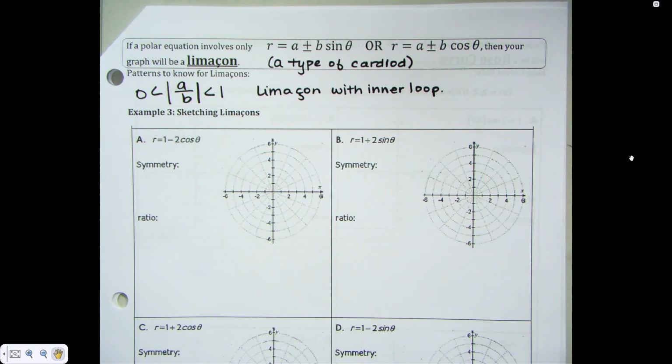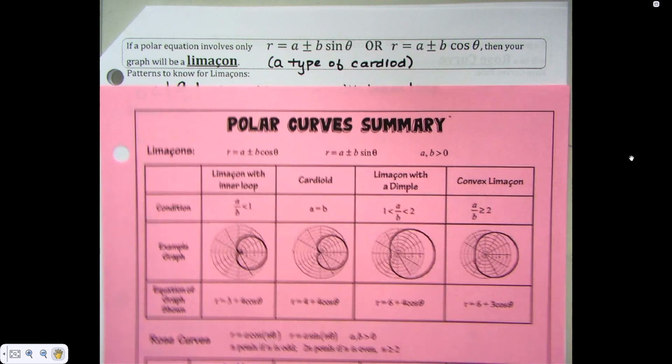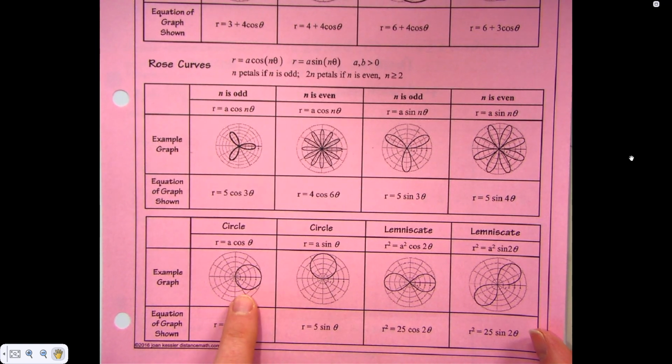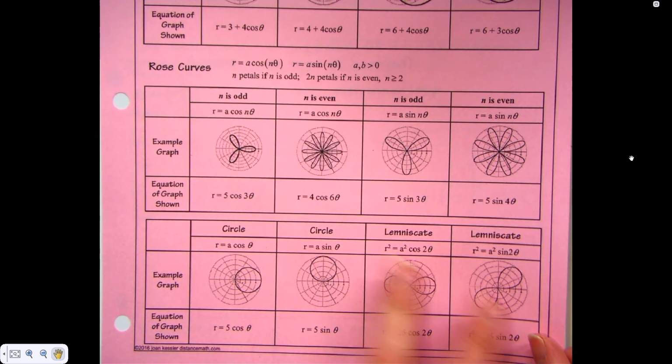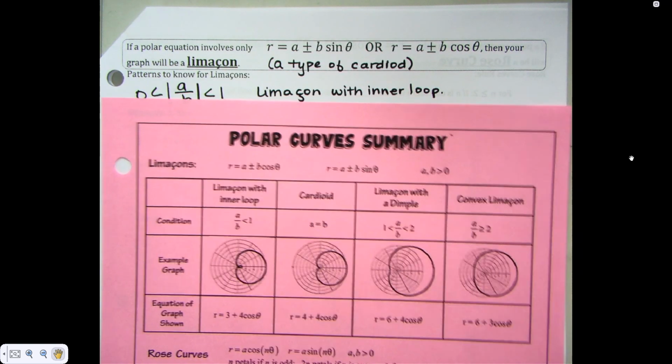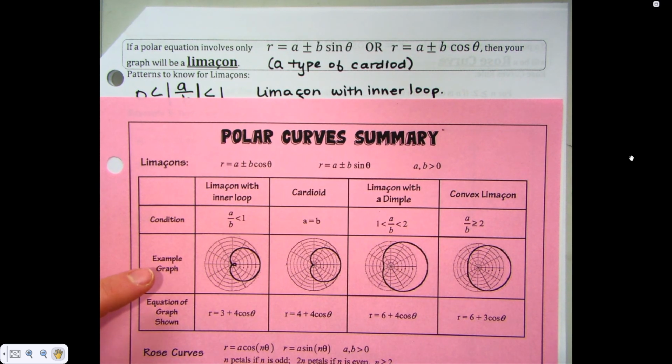When you're sketching a limacon with an inner loop, some of you might have missed the pickup here, but I also have this other sheet that I passed out on the day of notes, and it's got a nice summary of all our polar curves. Circles are actually at the bottom here. We talked about that. We're going to talk about lemniscates, and we're going to talk about roses tomorrow in the next set of notes. But here's our examples of our cardioids.